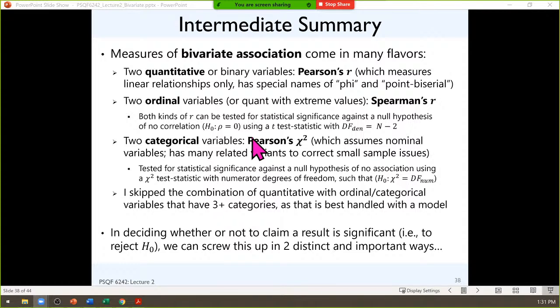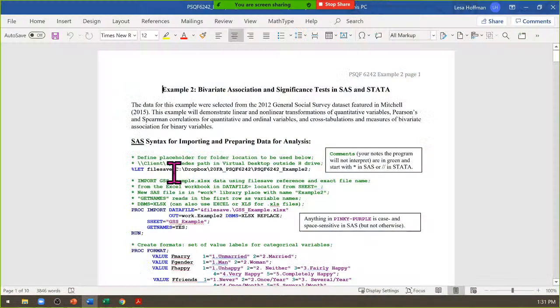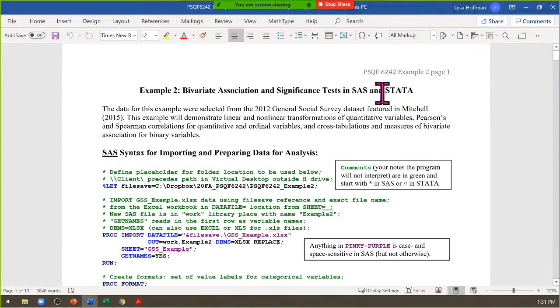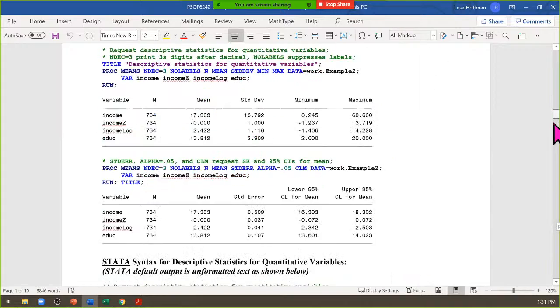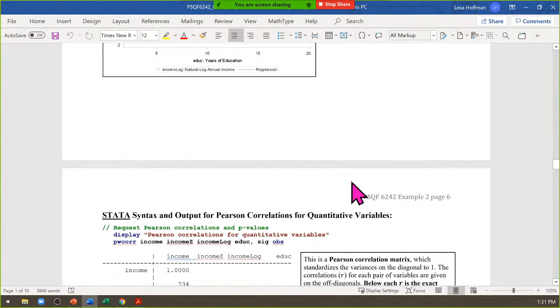Okay, do you want to see how to do it? Good news, you already know how to do it. It's just an extra set of options. So let's pop open here example 2 and head on down to the part that we haven't seen.